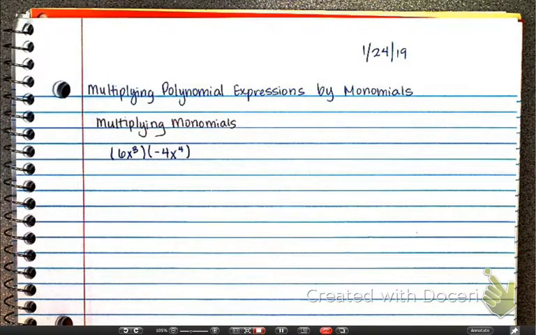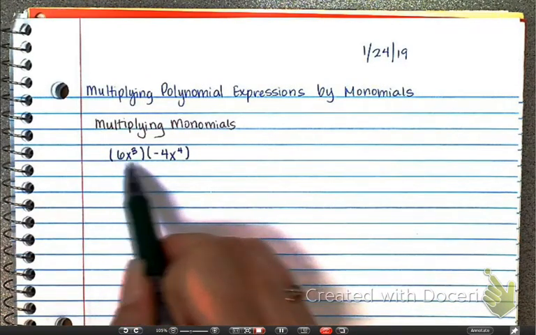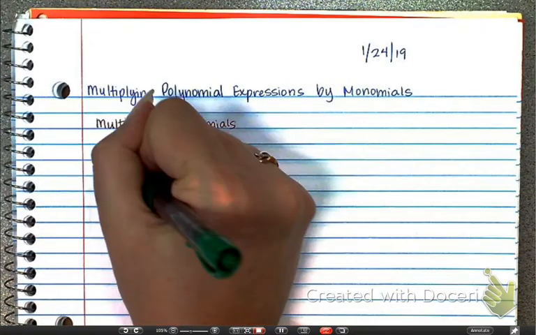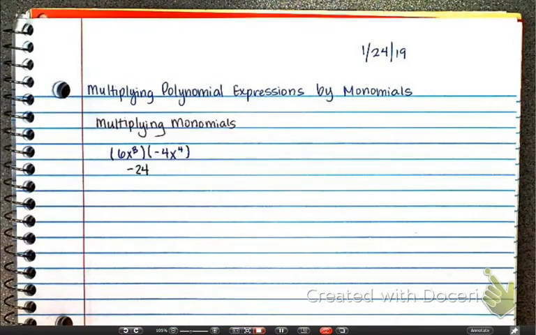The difference is when we were doing exponent rules, we had the dot versus parentheses. But the same rules apply. Okay, so what did we start with? What should we start by multiplying? Coefficient. So we're going to multiply the coefficients. So 6 times negative 4 is negative 24.